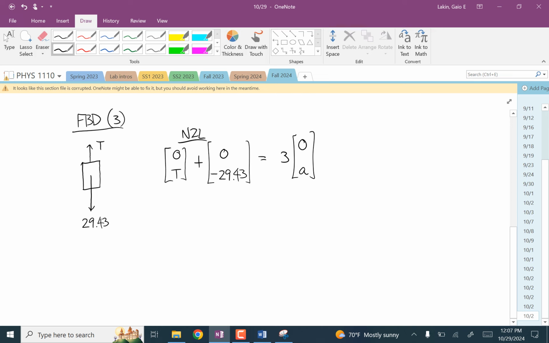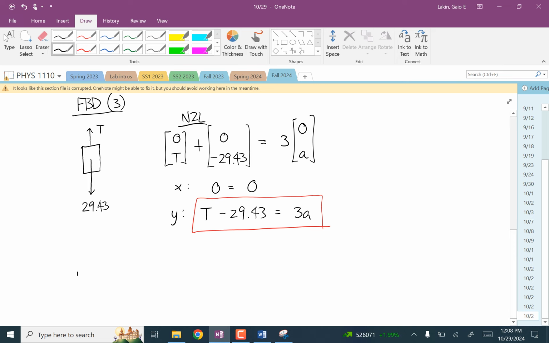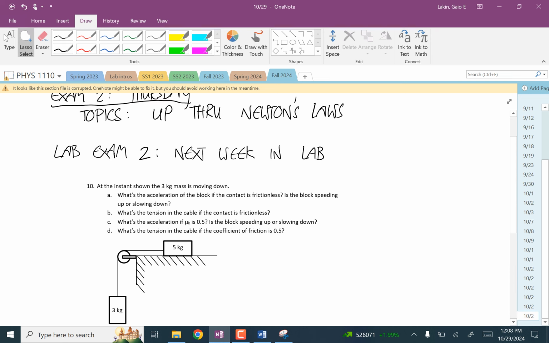Okay, so the x equation says 0 equals 0. The y equation says T minus 29.43 is equal to 3a. So it's pretty obvious here we're going to be using this one and not the x equation. And like always on these kind of problems, we can't solve this yet because we have two variables in one equation. So now I'm going to go to a free body diagram of the 5 kilogram.